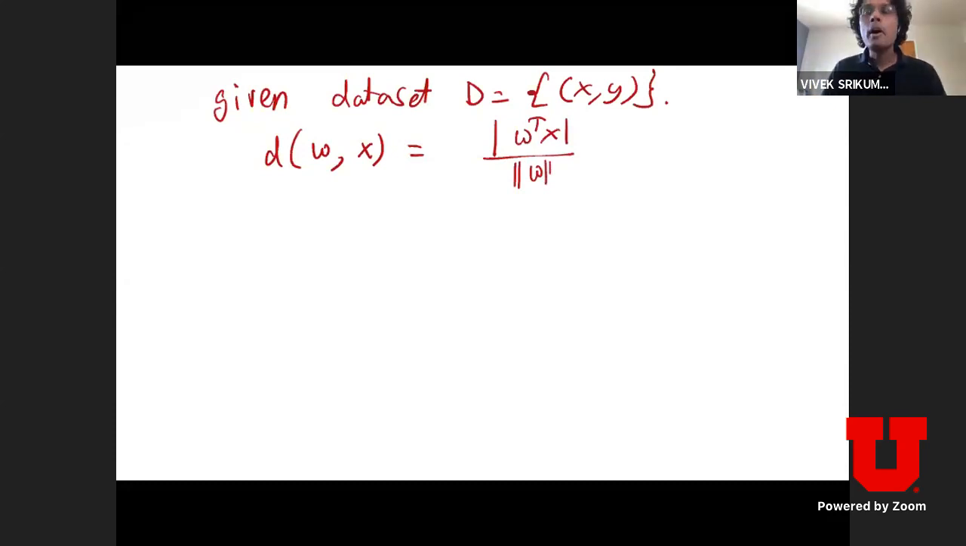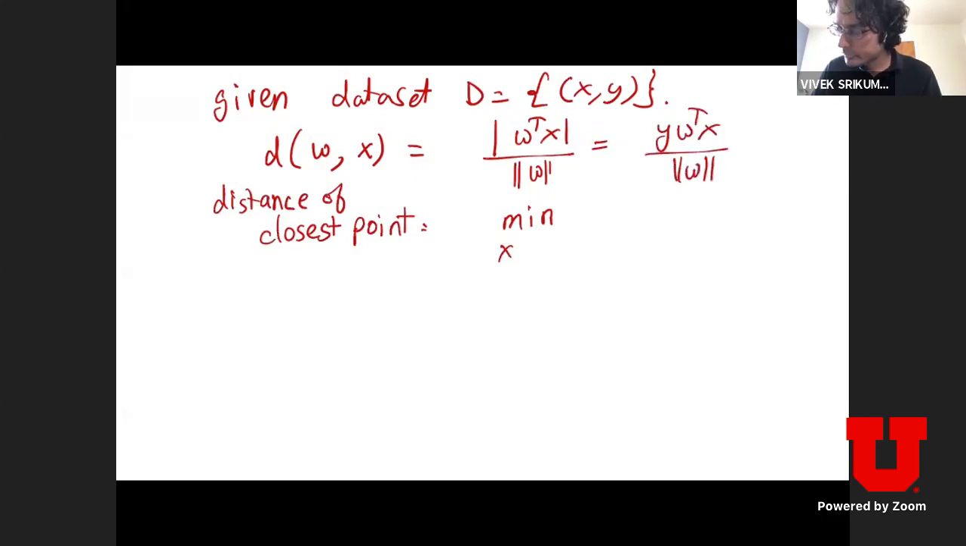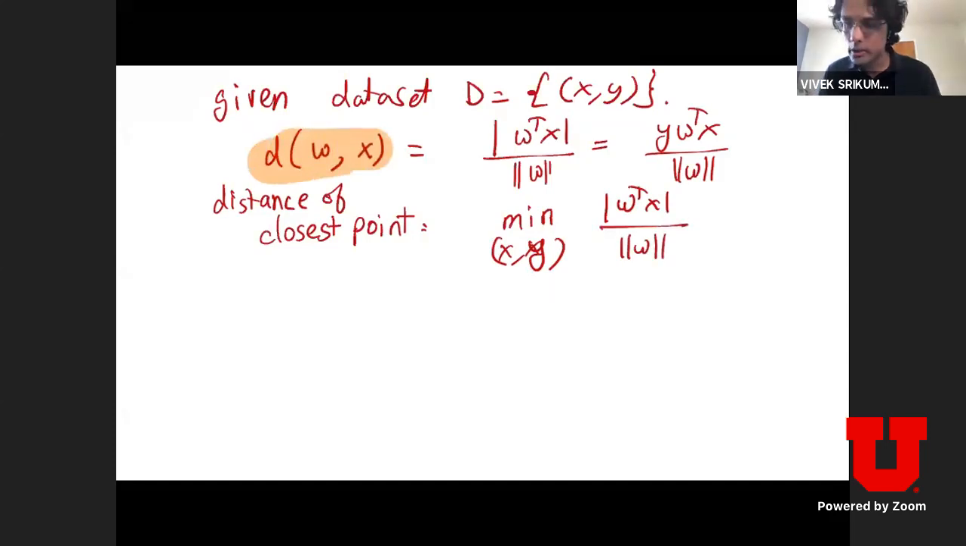So among all the examples that we have, we can ask the closest. So the distance of the closest point is simply the minimum among all x. By the way, I'll not say y, but you can think about it. If the data is linearly separable, this is exactly the same as y w transpose x divided by the norm of w. Minimum over x comma y of the absolute value of w transpose x divided by the norm of w. So among all the distances, we find the smallest one.